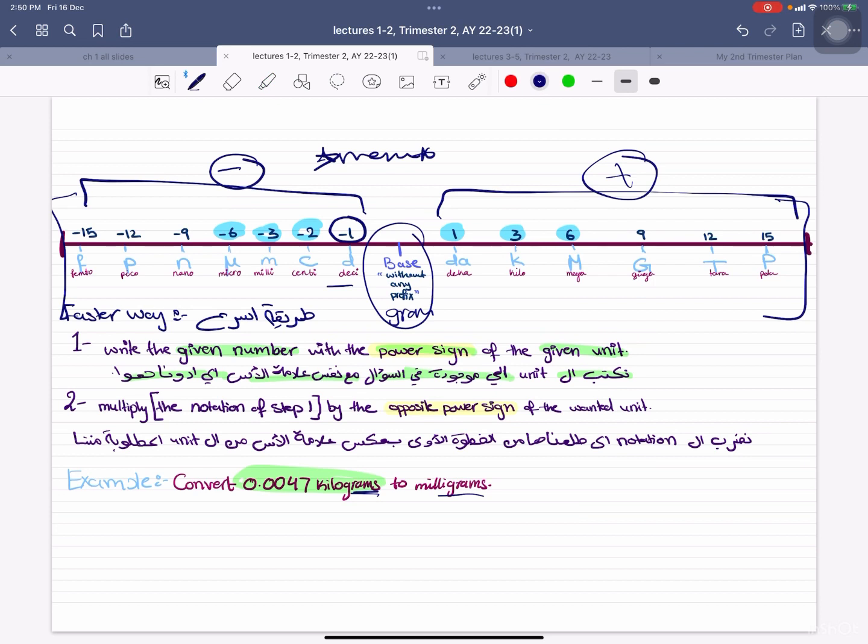What did they give me? They give me 0.0047 kilograms multiplied by... the kilograms, where is it here? Here is the kilograms. 10 to the power of how much for kilo? 10 to the power of 3. Okay, that finishes step 1. Let's highlight it in green, this is step 1.